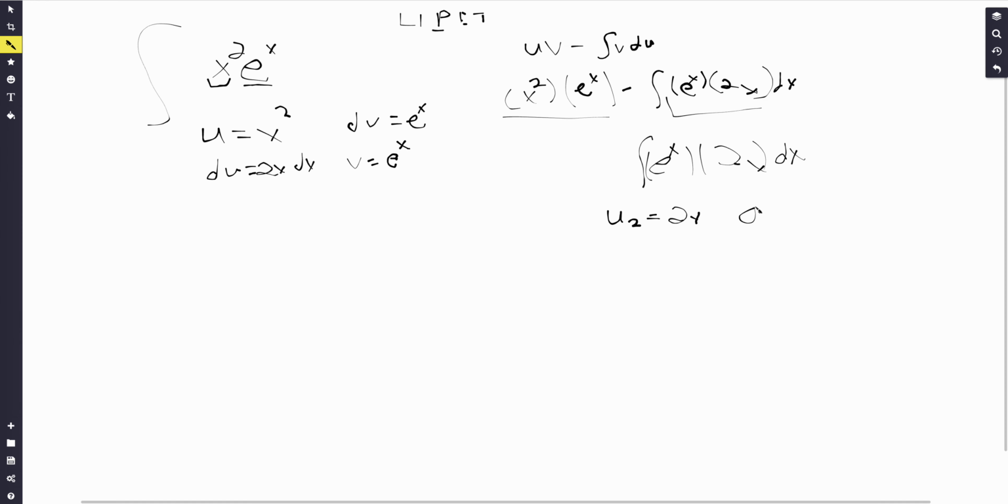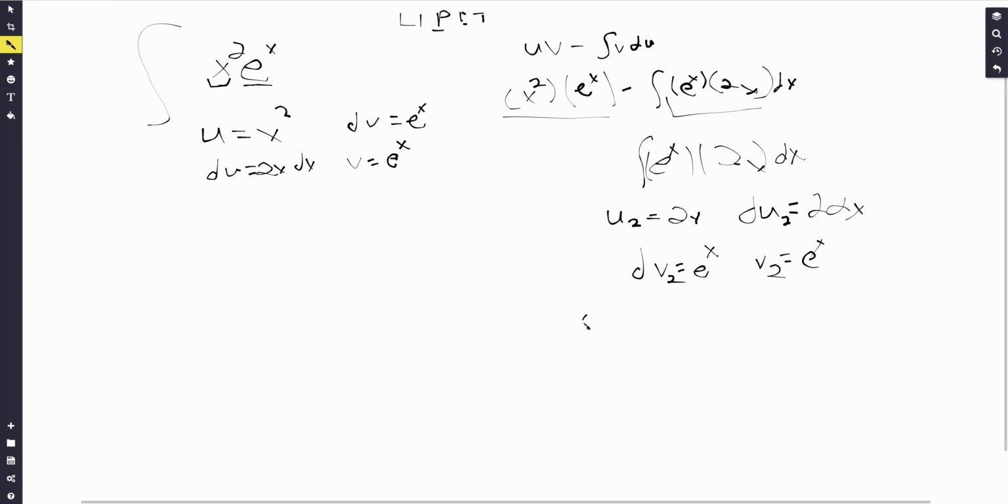And then we'd have to do the same thing for everything. So du2 would be equal to 2 dx, sorry. And then we know dv2 is equal to e to the power of x. And then we know v is equal to e to the power of x, v2. Okay, now again, you guys just have to do integration by parts the same way we did.